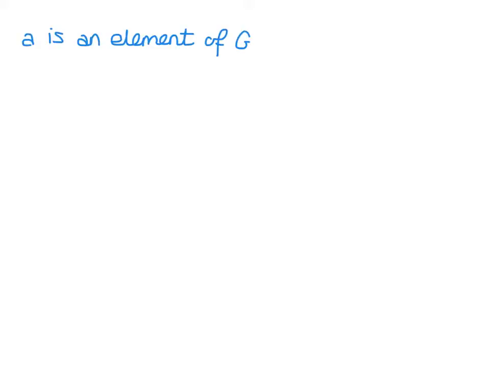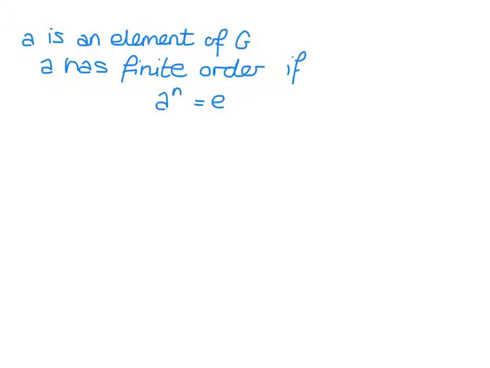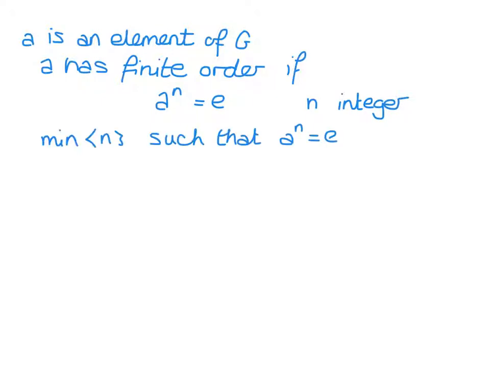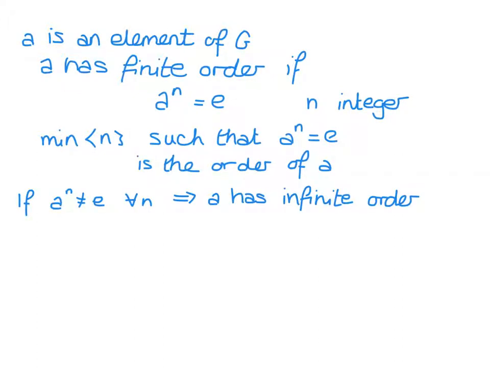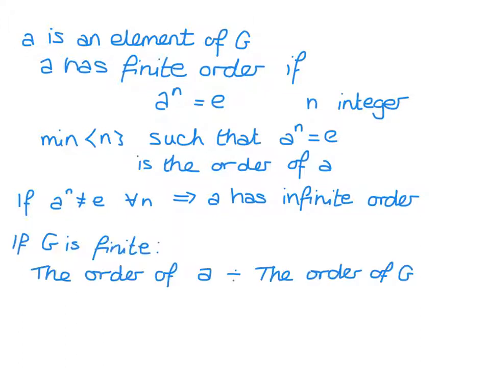Let A be an element of a group G. Then A is said to have finite order if A to the power of n equals E, the identity element, for some positive integer n. The least such n, such that A to the power of n equals E, the identity element, is called the order of A. If no such n exists, the element A has infinite order. The order of an element of a finite group G divides the order of the group G.